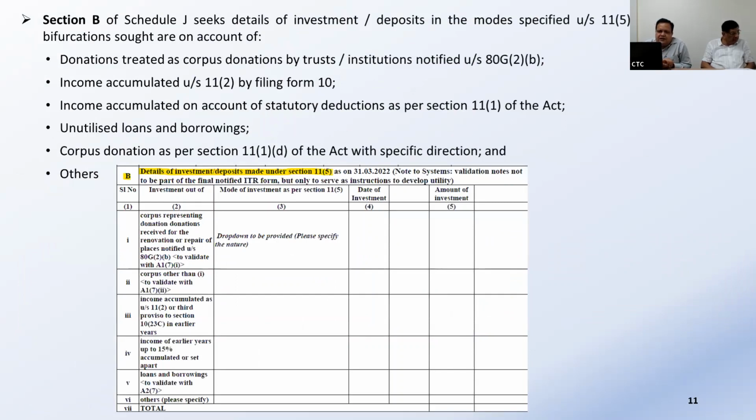Then Section B asks about donations treated as corpus donation by trust institution notified under Section 80G(2)(b), income accumulated under Section 11(2) by filing Form 10, income accumulated on account of statutory deduction as per Section 11(1), that is the 15% statutory deduction we are talking about. Then unutilized loans and borrowings, corpus donation as per Section 11(1)(d). Again, all that information is repeated here.